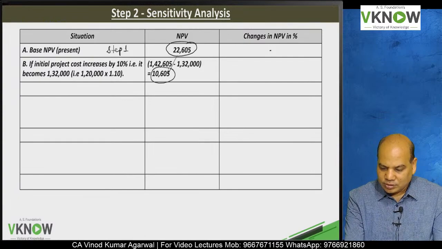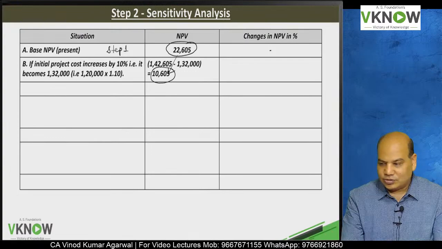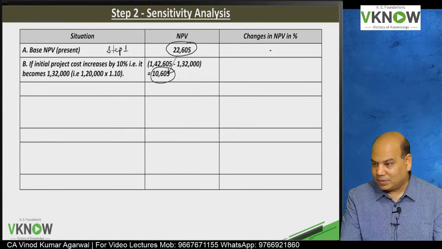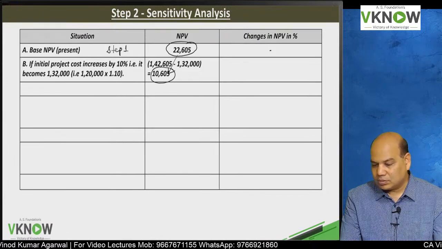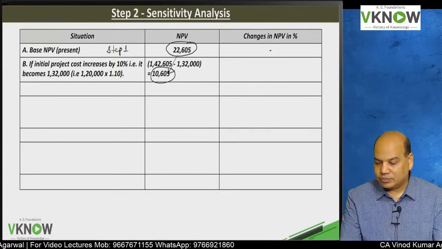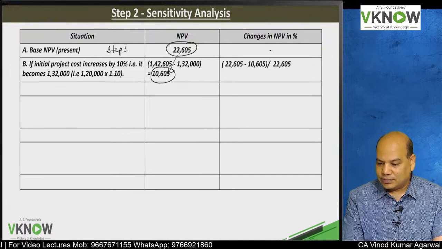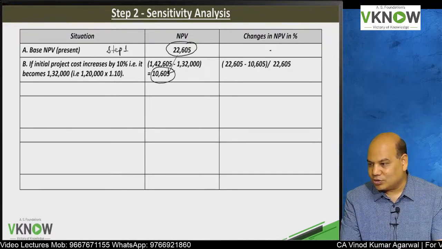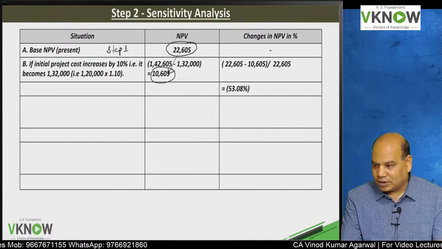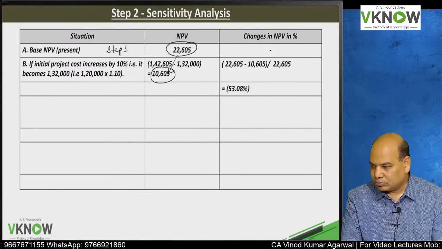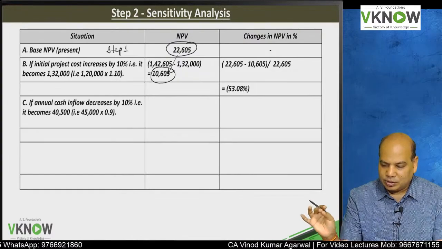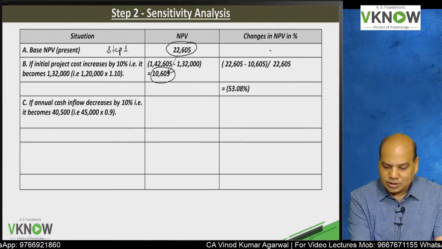This is the new NPV. Can you please convert it into a percentage? By what percentage will NPV decline? Answer: 10,605 minus 22,605, divided by 22,605, which is equal to negative 53.08%. NPV will decrease by 53.08%. Next, point number C, write down.